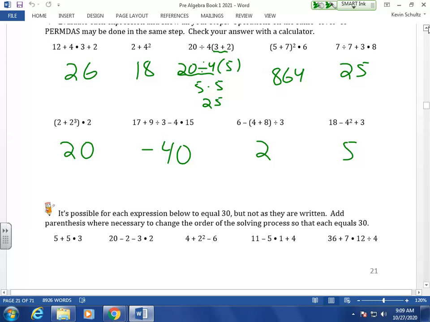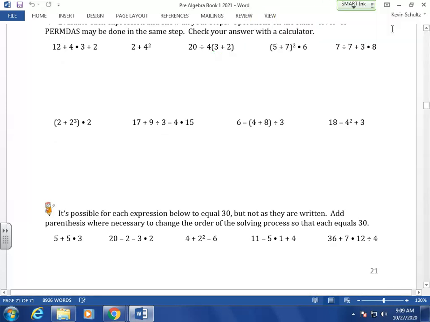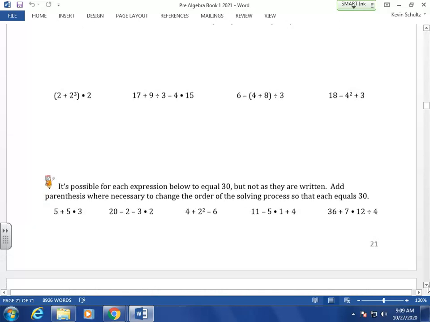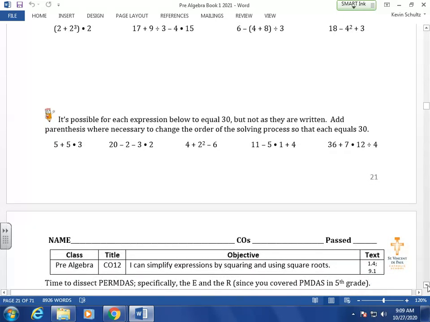Okay. Then this bottom section here, I'll scroll down so we can see a little bit better. But this bottom section, you needed to insert parentheses, where necessary, so that the expression equals 30. Because as they're written right now, they equal all sorts of things, right? But we need to add parentheses to change the order of the solving process as it's written to make each one equal 30. So the first one we did together.